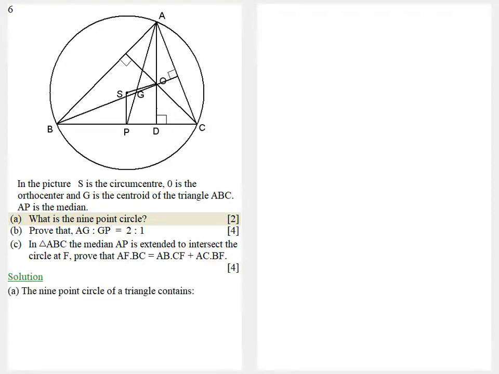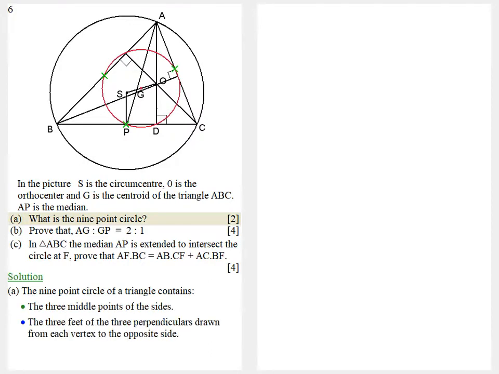Well, the 9-point circle goes through several points on a triangle. It goes through the 3 middle points of each side. It goes through the 3 feet of the 3 perpendiculars drawn from each vertex to the opposite side. That is, it goes through the feet of the 3 altitudes of the triangle.